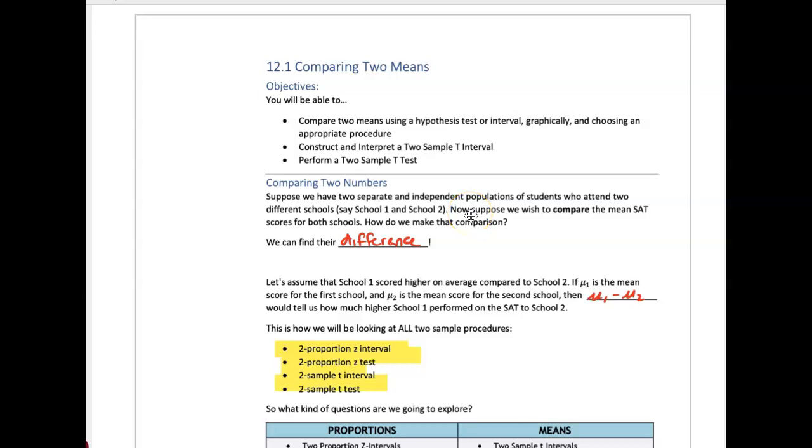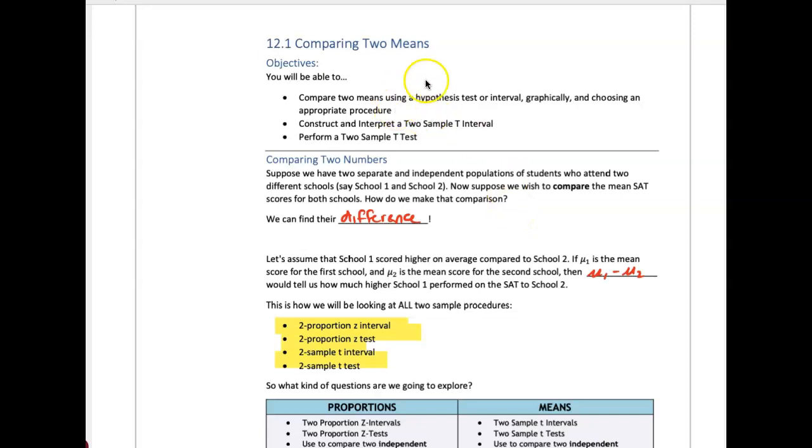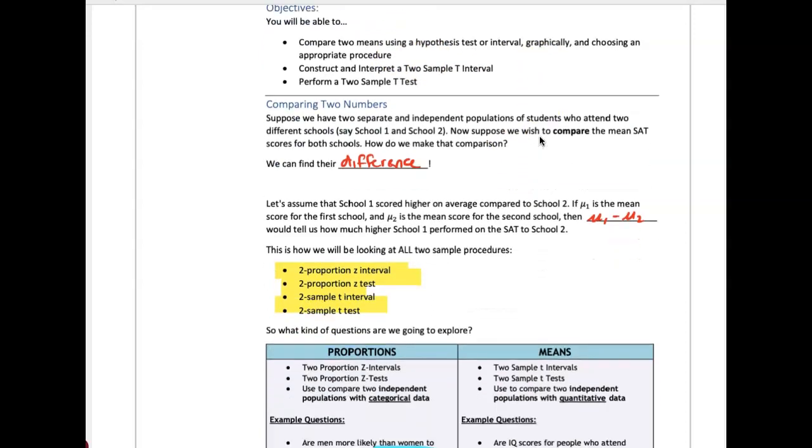We now move to comparing two samples, two proportions or two means. We take two samples and we're going to compare those samples, whether it's a mean or proportion. In Module 12.1, we're going to be comparing two means. The two means of two different samples or groups, we want to compare them. We do that two different ways.